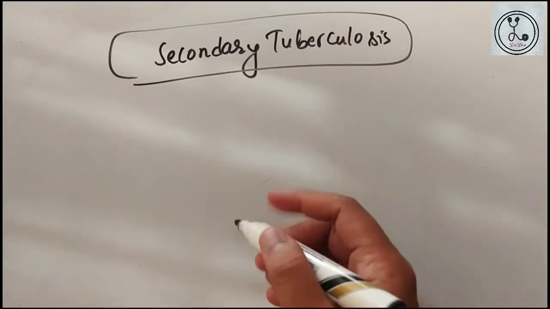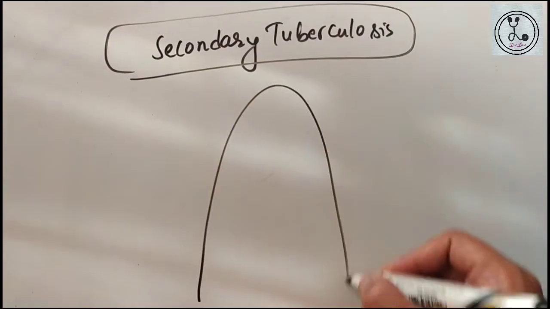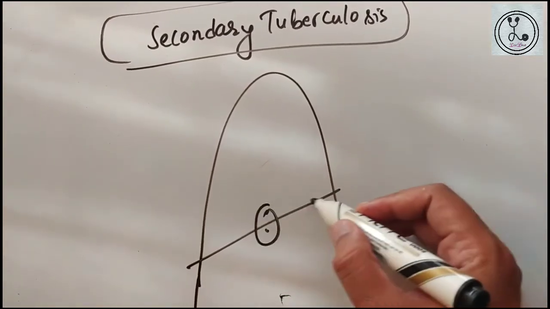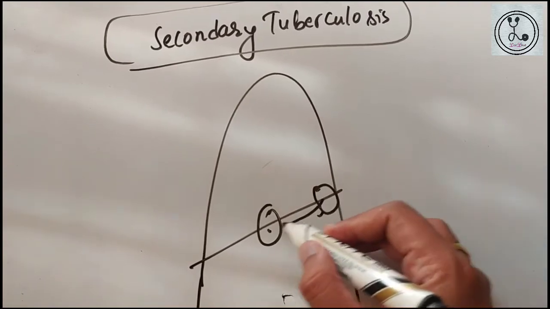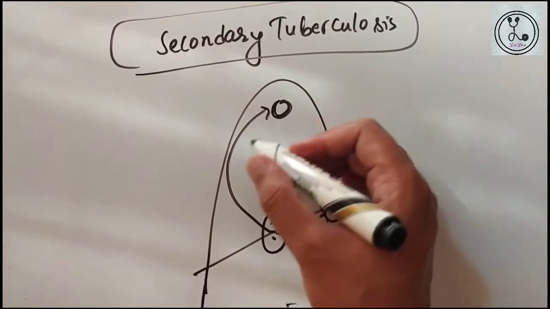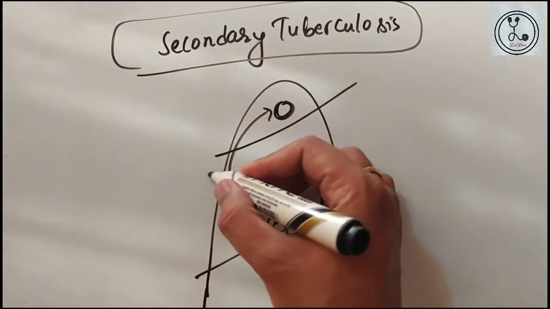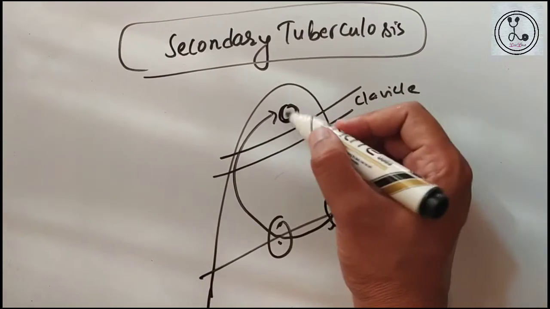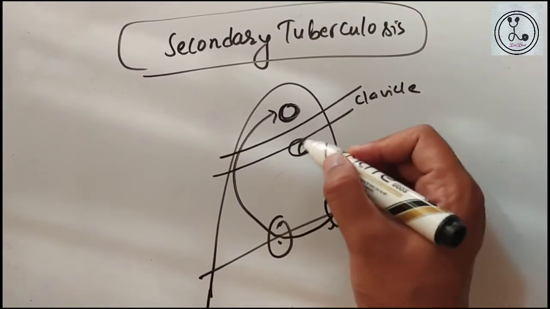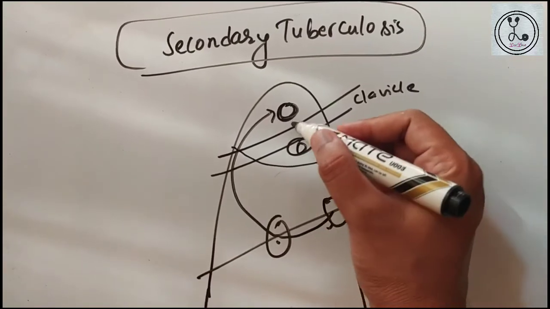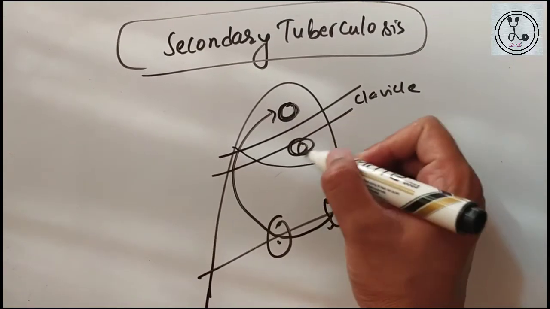So let's talk about secondary tuberculosis. I told you that in secondary tuberculosis, usually from the initial focus, the bacteria will travel and come to the apex. In the apex, let's suppose this is the level of the clavicle. So this is the clavicle. The bacteria can lodge above the clavicle or just below the clavicle in the apex. So let's suppose this is the area of the apex. So the bacteria can lodge above the clavicle or below the clavicle.